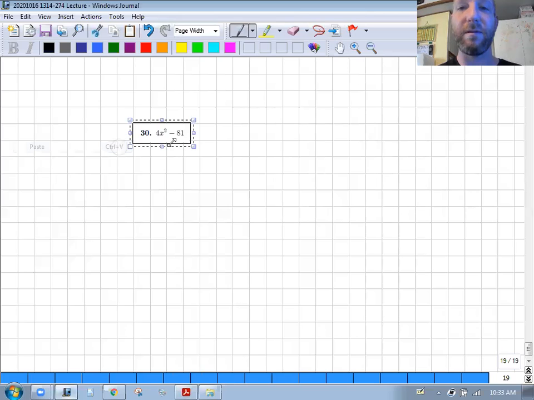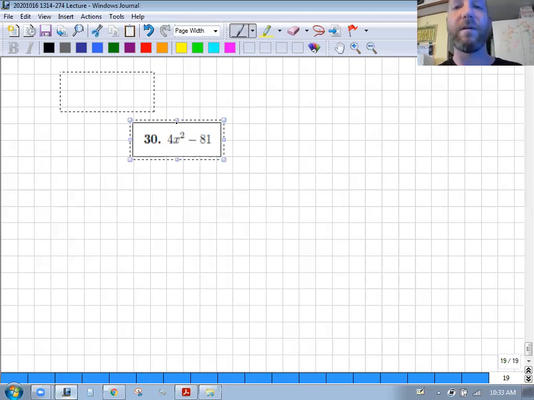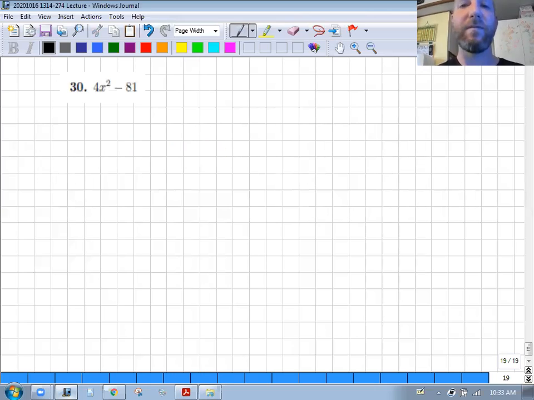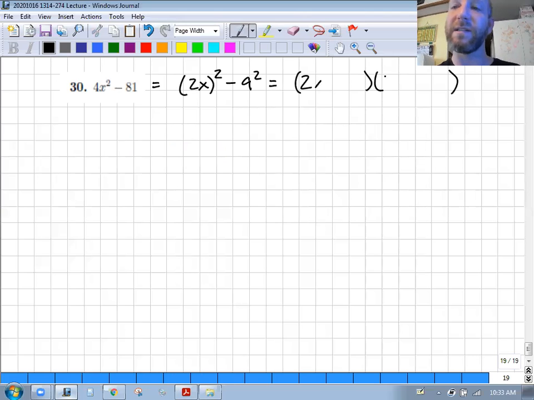Let's look at this one. If you notice, this thing is 2x squared and 9 squared. So what this is going to look like, the 2x times a 2x, right? That gives us our 4x squared. And then we have a minus 9 and a plus 9. See, the negative 9 times a positive 9 is a negative 9 squared.